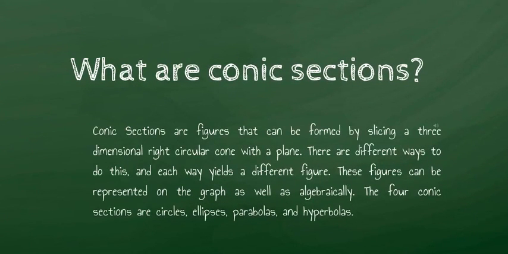First, what are conic sections? Conic sections are figures that can be formed by slicing a three-dimensional right circular cone with a plane. There are different ways to do this, and each way yields a different figure. This figure can be represented on the graph as well as algebraically. The four conic sections are circles, ellipses, parabolas, and hyperbolas.